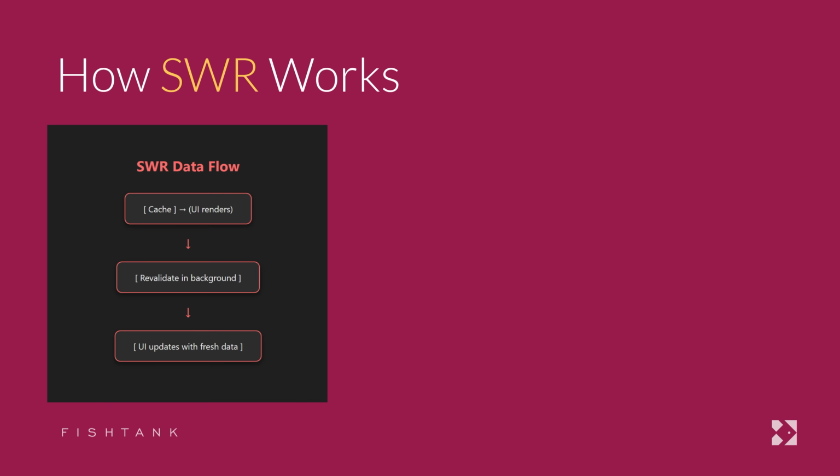So there's three major steps for the SWR data flow. The first is it shows cache data if available. So this is our fast and responsive UI. If there's no cache, then you can use the isLoading value to display a loading skeleton, just to show the user that the UI is rendering.